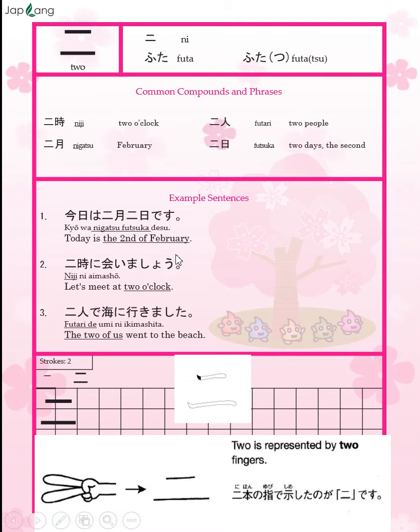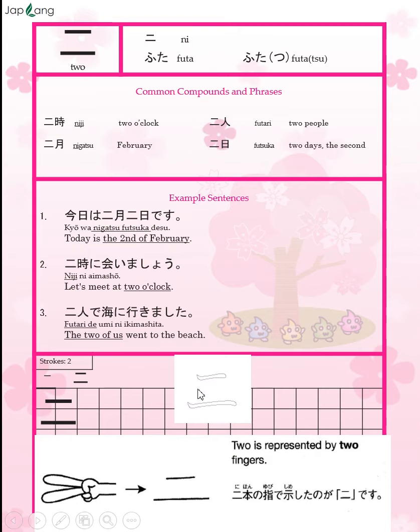Kyo wa ichigatsu tsuitachi desu. This is the first day of the month, January first. Two is futatsu. The Japanese reading is futatsu, and the Chinese reading is ni. So niji is 2 o'clock, nigatsu is February, futari is 2 people.